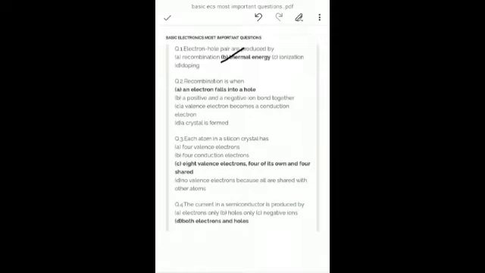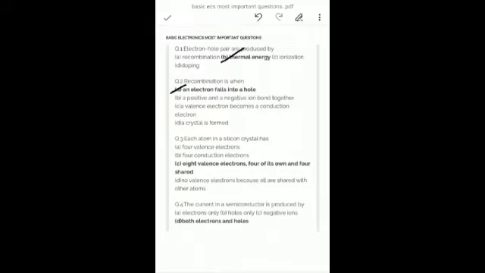Moving towards the next question: recombination always occurs when an electron falls into a hole. In recombination there is an attraction force between an electron and a hole. So here option A will be the correct answer.